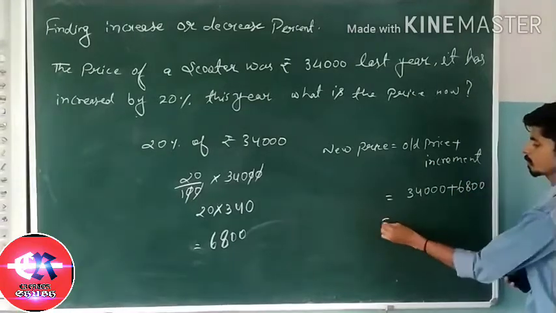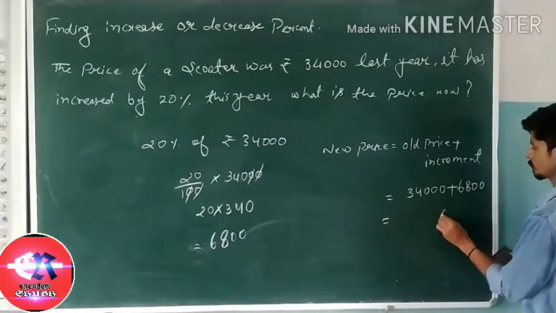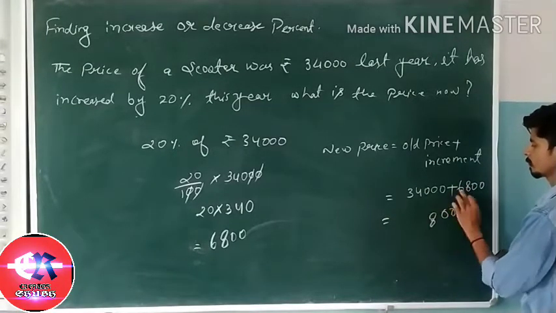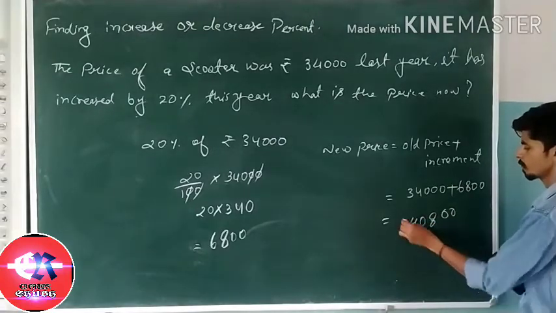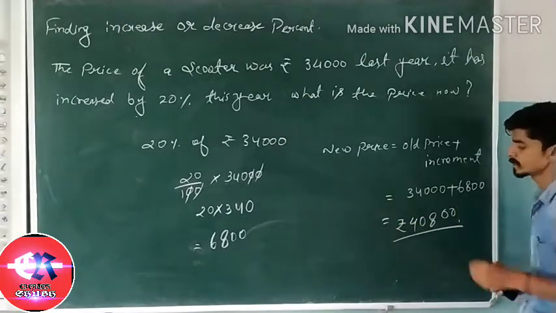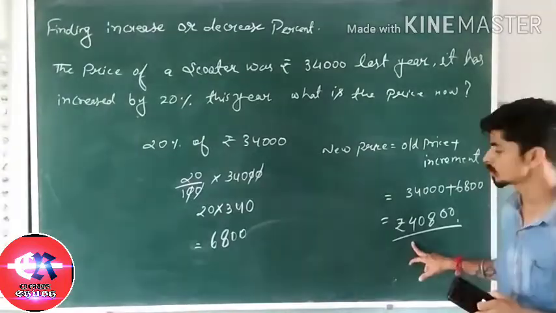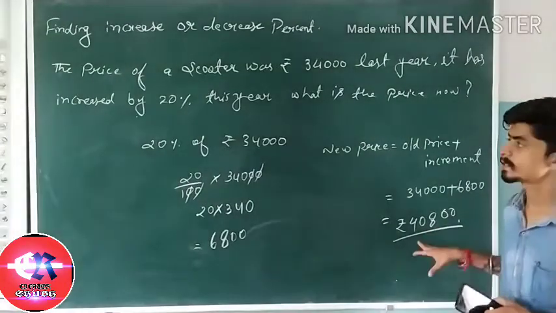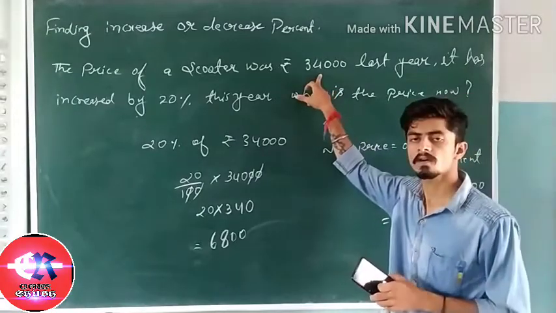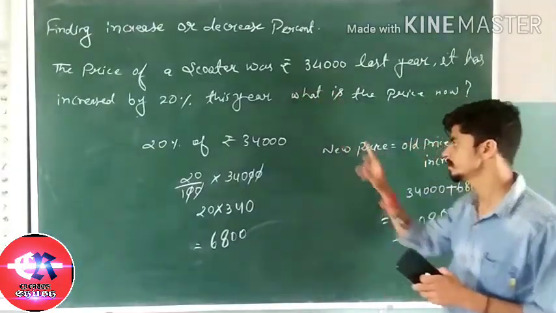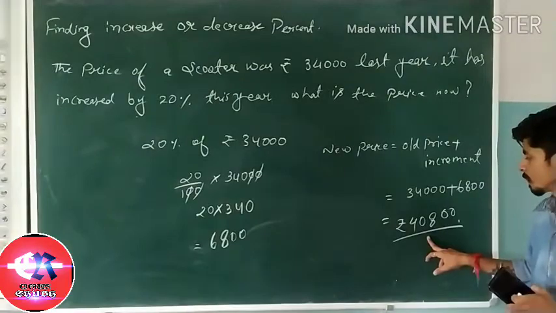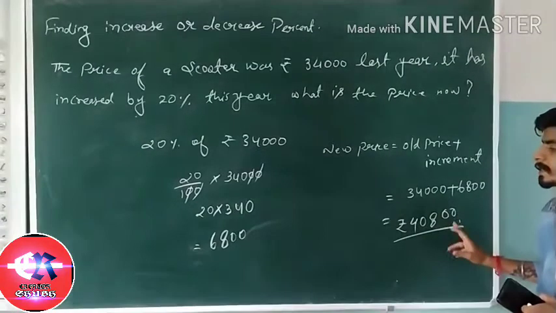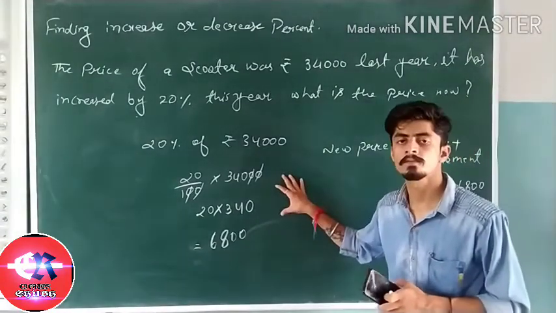Now we have to add both of these numbers. So 0, 0, 8, 6, 4, 10, carry 1, 4. So this is the new price of the scooter this year. Last year the cost was 34,000 and this year it becomes 40,800 rupees.